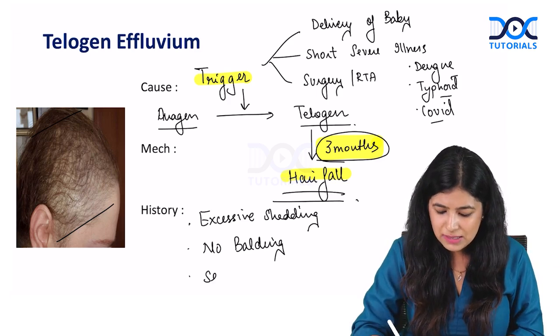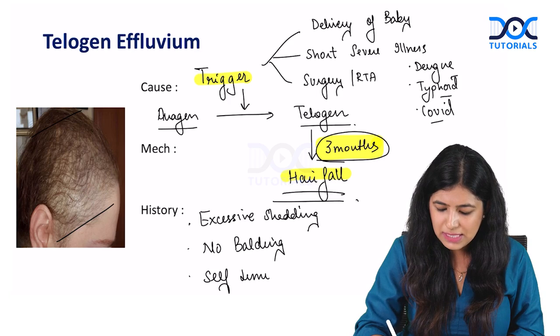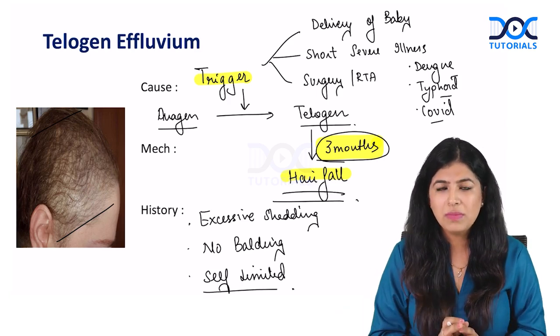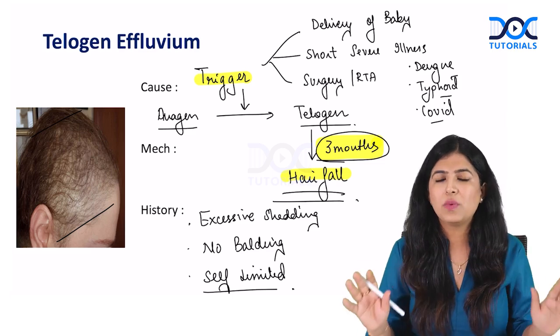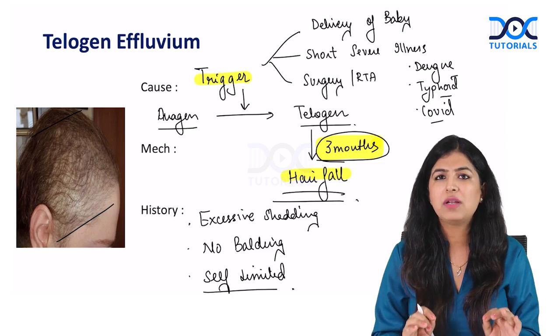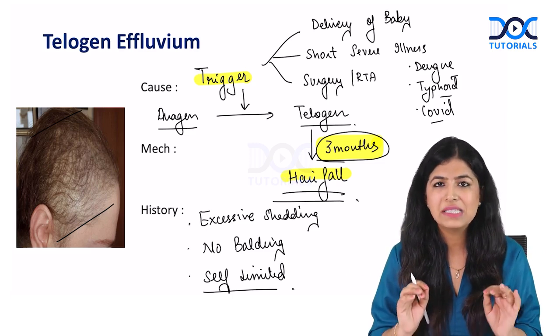And this is a self-limited disease. Once the trigger is gone, the hair cycle will convert to normal. After that, the shedding will stop. Okay, so this is a self-limited type of hair loss. No treatment is required.